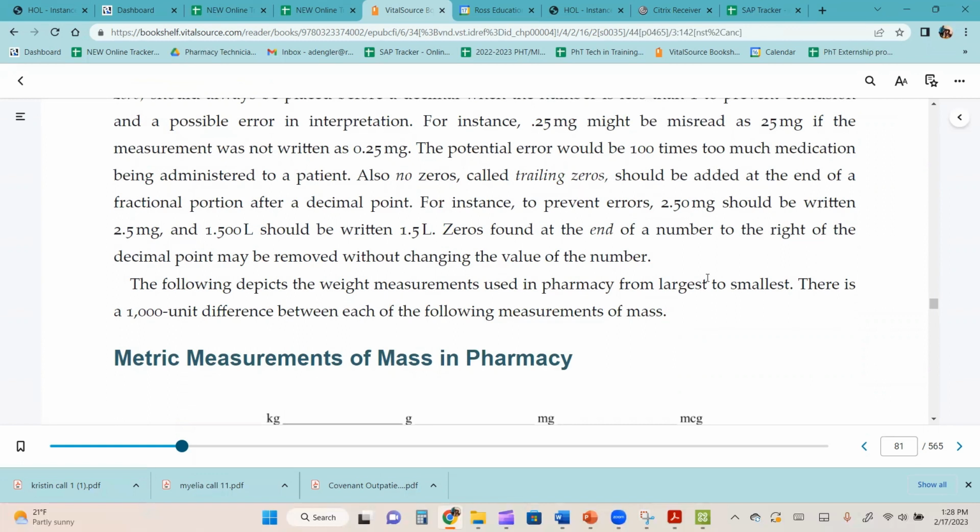Also, no zeros called trailing zeros should be added to the end of a fractional proportion after a decimal point. So for instance, 2.50 milligrams should be written as 2.5 milligrams, and 1.500 liters should be written as 1.5 liters. Zeros found at the end of a number to the right of the decimal point may be removed without changing the value of the number.